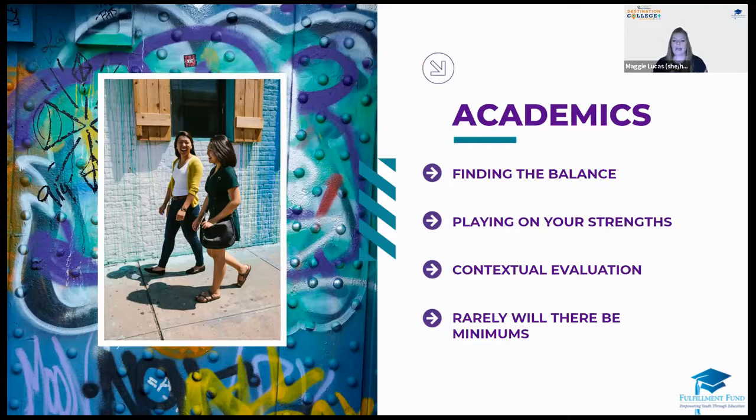A student with a 4.2 could be denied from NYU, and a student with a 3.8 could be admitted. There's just so many factors that we consider. So that's why we really don't have minimums, because it's not just about the GPA. It's about so much more, and it's about the rigor and the balance and the strength of your schedule. So know that it's not just that bottom line number. There's so much more that we consider.